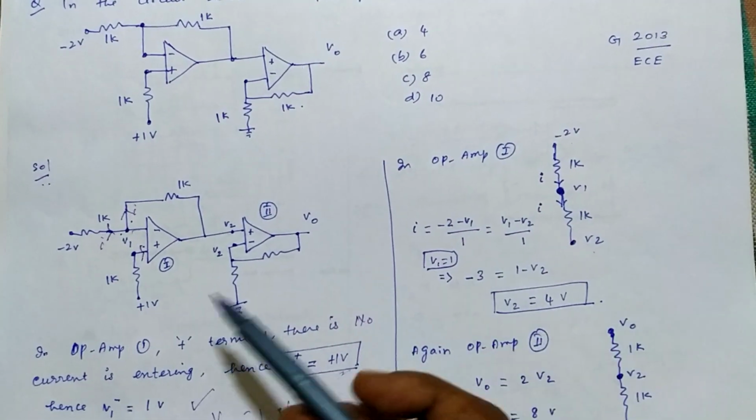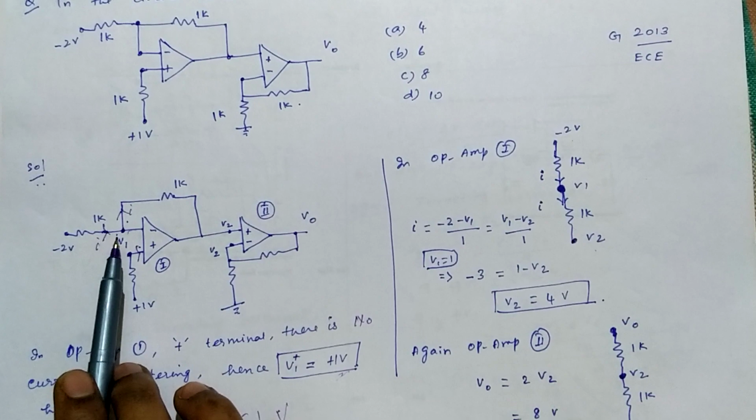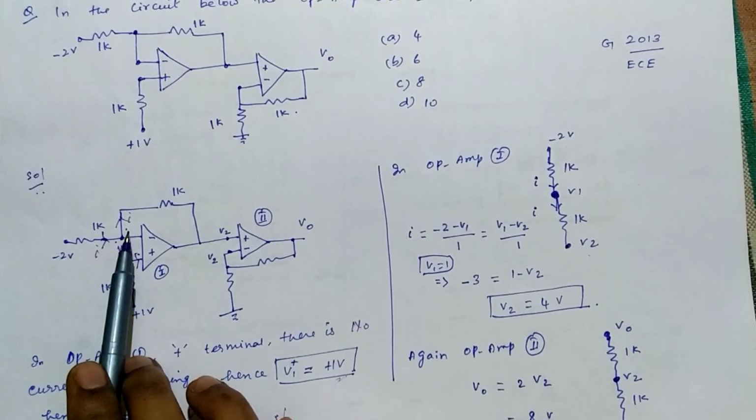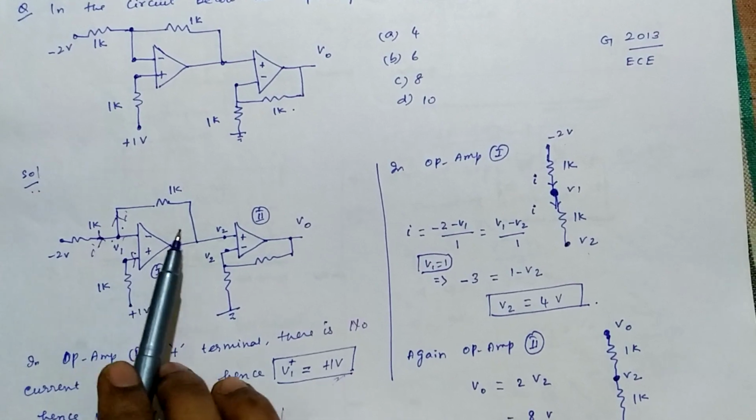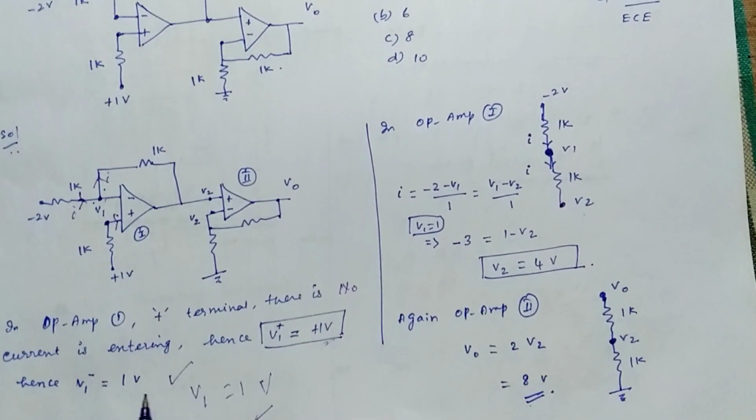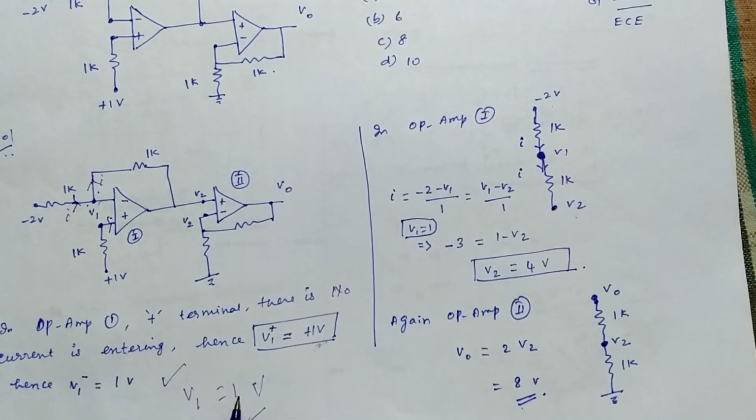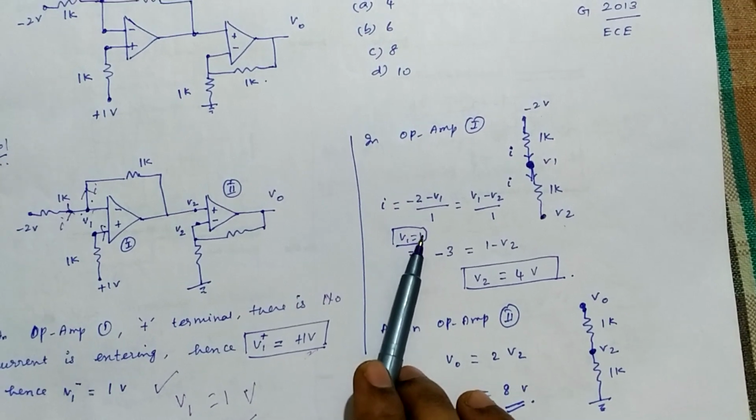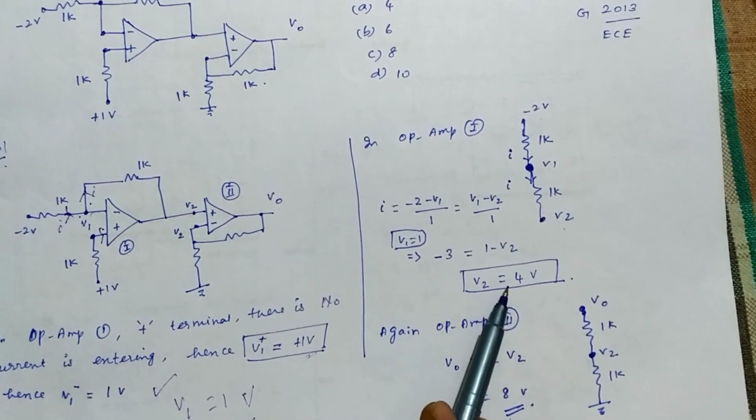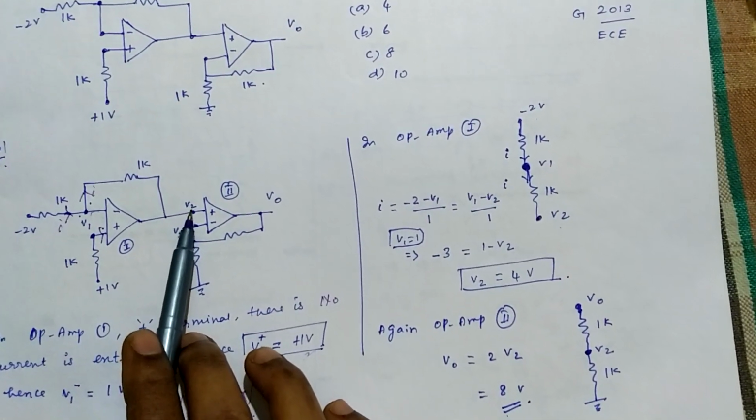So what is I? I is equal to the potential difference -2 minus 1 divided by the resistor, which is equal to V1 minus V2 divided by the resistor. We previously concluded that V1 is equal to 1 volt. Substituting this, we get the answer V2 is equal to 4 volt. So this V2 has 4 volt.